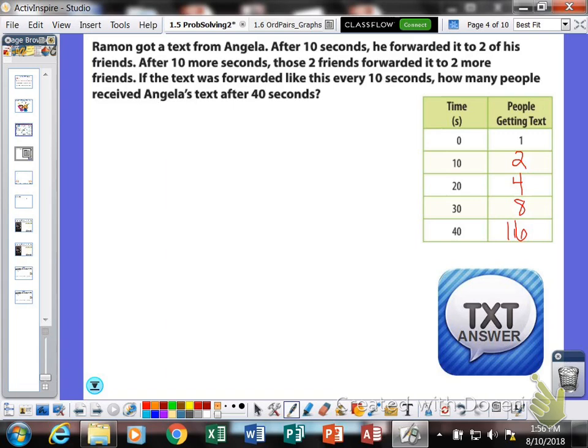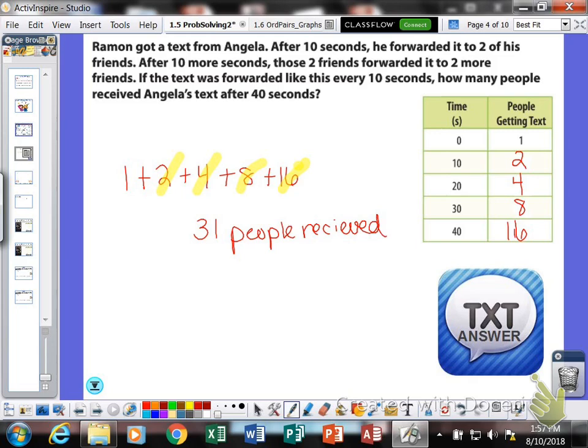So then all you would have to do is add 1 plus 2 plus 4 plus 8 plus 16, and then I do quick math here. 8 and 2 is 10, 16 and 4 is 20, so right there is 30, 31. So 31 people received the text. We should always conclude with something, we don't just say 31. So 31 people received the text, so we know what we're talking about.